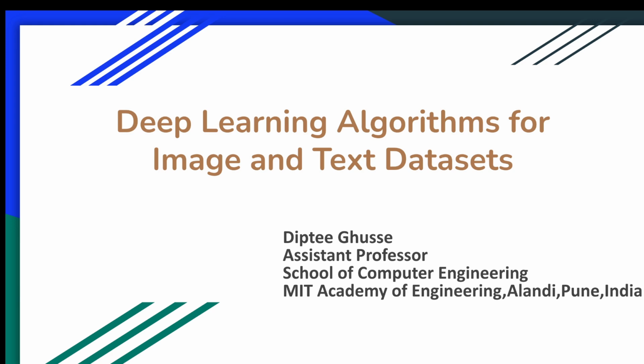Today our discussion topic is the deep learning algorithm for image and text dataset. In previous sessions, from session 1 to session 14, we have discussed the various deep learning algorithms for image classification, image feature extraction, and multiple object detection from single images. Also, we have discussed how to implement NLP algorithms using deep learning, and time series analysis using deep learning algorithms.